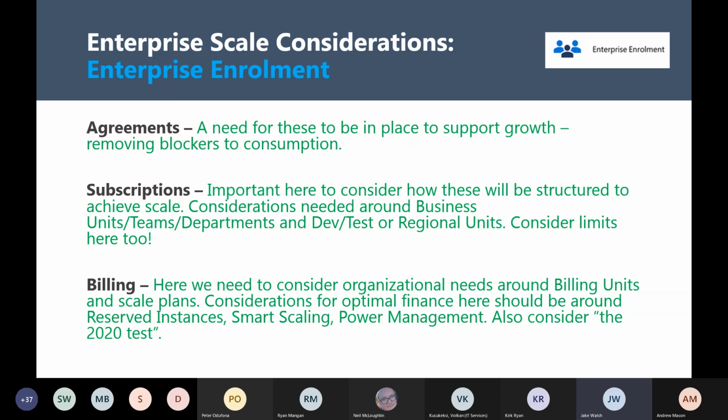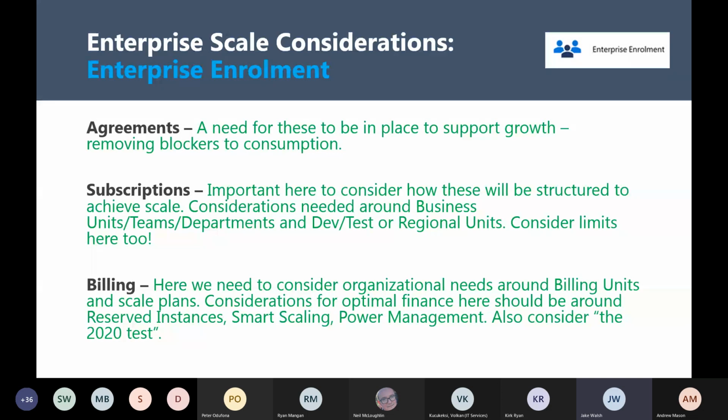Billing may sound like a strange one to include under enterprise enrollment, but obviously, if we're designing an environment, it's got to be suitable for our organization. We may have specific billing requirements, and we need to optimize our billing as well. It would be nice if we all had a credit card with no limit that we never had to pay off. Life would be pretty good then, but chances of that happening are fairly slim. So things like reserved instances, smart scaling, power management. I think also, here the 2020 test is important.